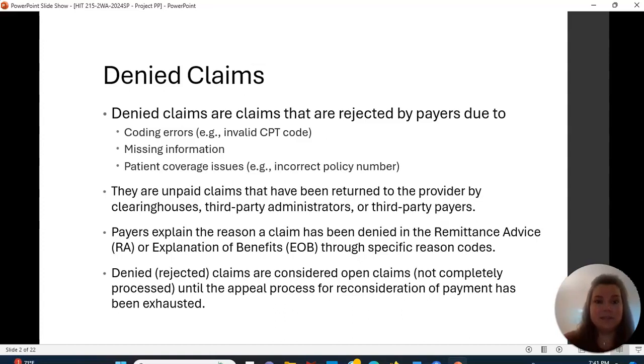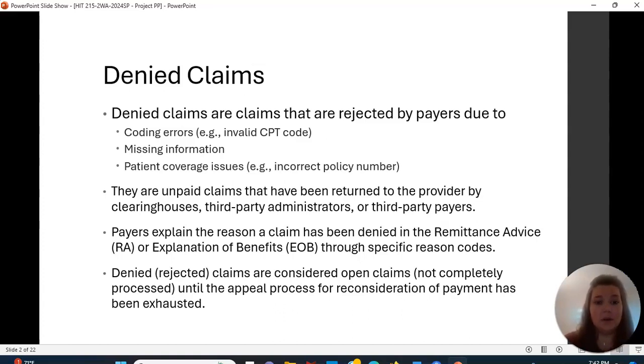A denied claim is a claim that is rejected by payers due to different factors, and those factors can be coding errors, such as invalid CPT codes that are on the claim themselves. It could be missing information, such as maybe patient demographics are not fully filled in on the claim, or patient coverage issues. So maybe the policy number on there is for an expired policy. So all of these things contribute to denied claims.